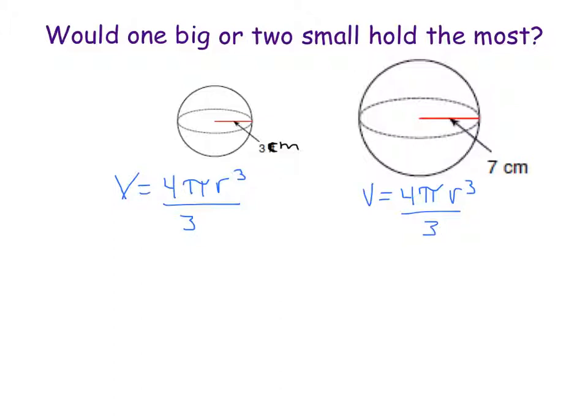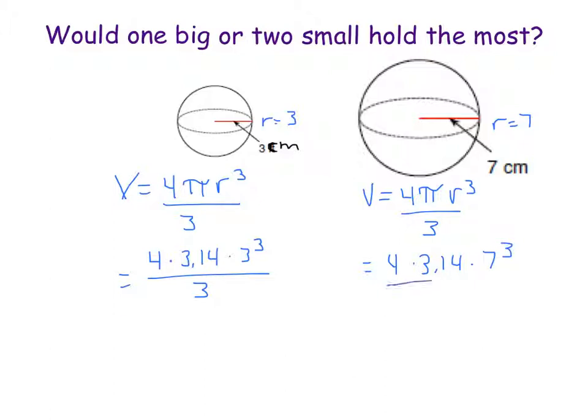And then we're going to fill in what we know. So we know that our radius is 3 for the small, and it is 7 for the big. So we'll plug in our numbers. 4 times 3.14 times 3 cubed over 3, and 4 times 3.14 times 7 cubed over 3. And then just do those calculations.